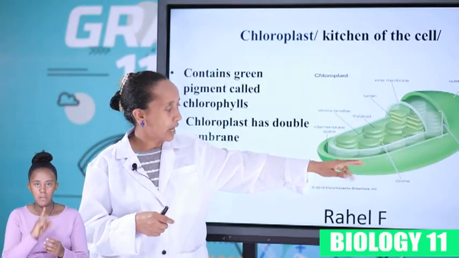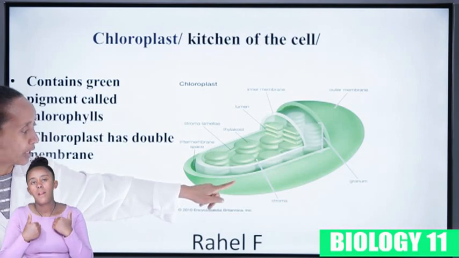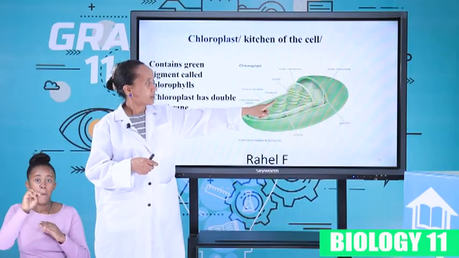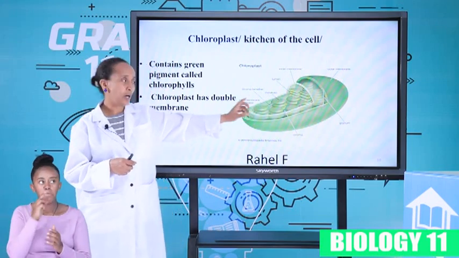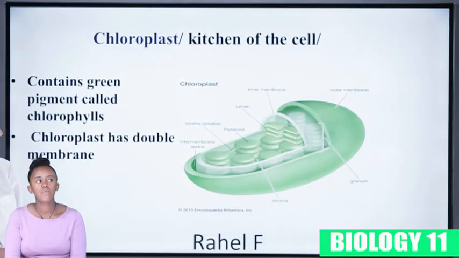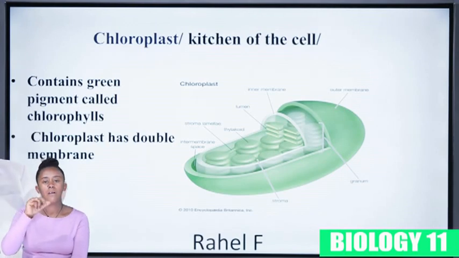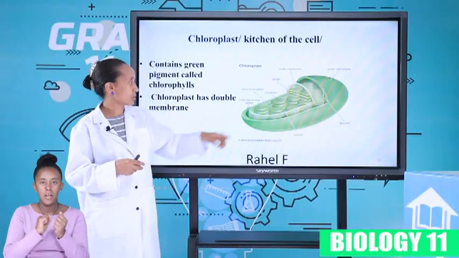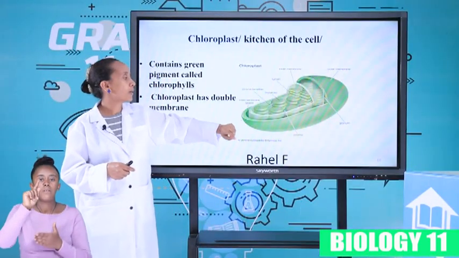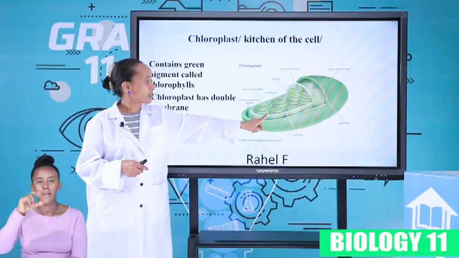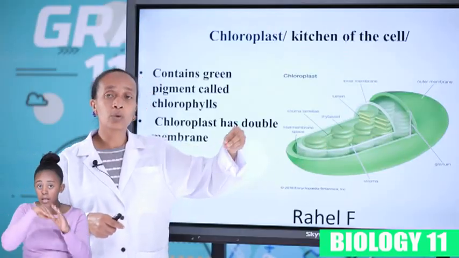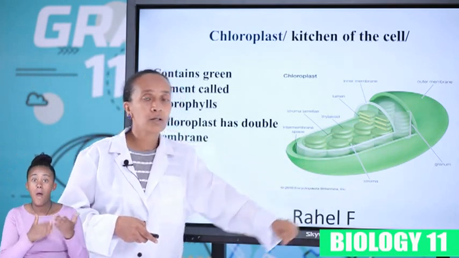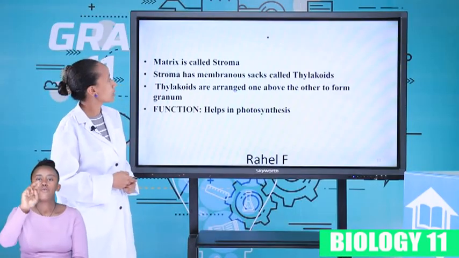Structurally, chloroplast has 2 membranes, outer membrane and the inner membrane. Inside the inner membrane, there are thylakoids known as thylakoid membranes. These thylakoids are the site of light reaction, or the first step of photosynthesis occurs in the thylakoid. And the other one is the inner membrane contains a liquid, semi-liquid part. That liquid part is known as stroma.